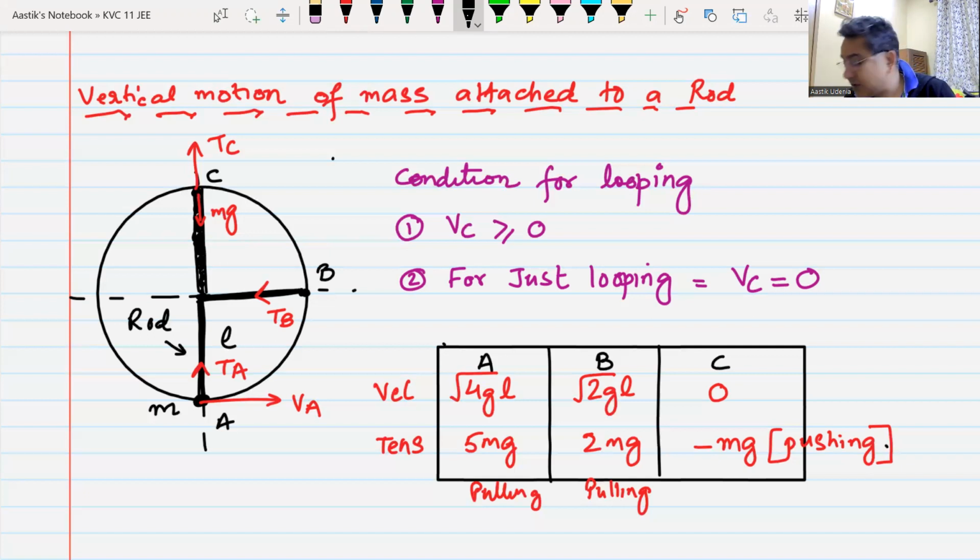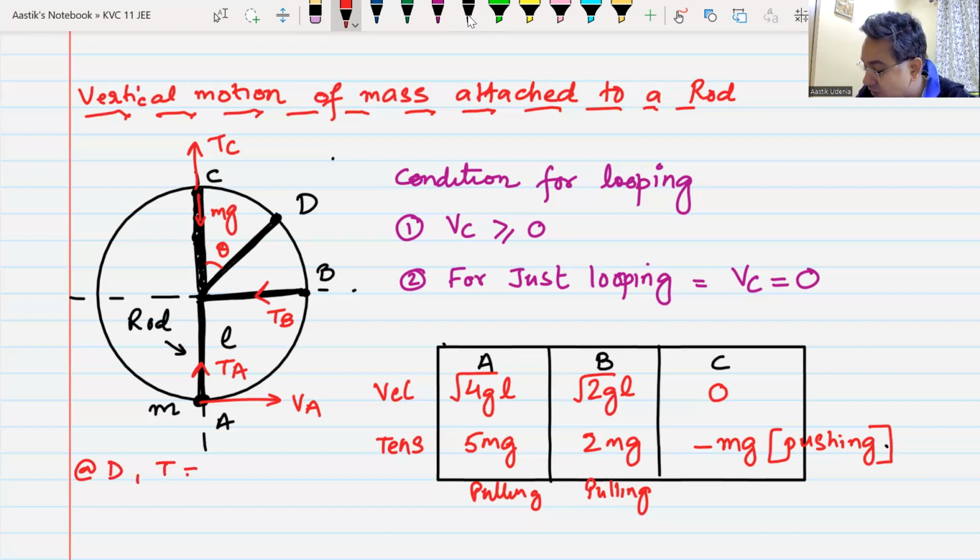Then we must also remember at some point this tension changes from positive to negative, or the tension will become zero at some point. And remember this point, it is a very important point. At this point D, the tension becomes zero. There is no pushing or no pulling. And it is at an angle theta. So remember, at point D, the tension in the rod is zero. The tension is changing from pulling to pushing.